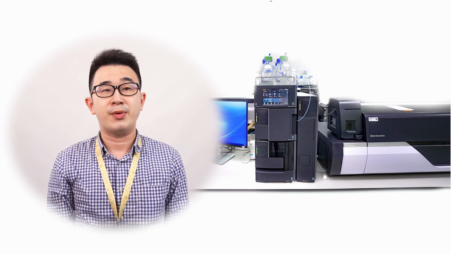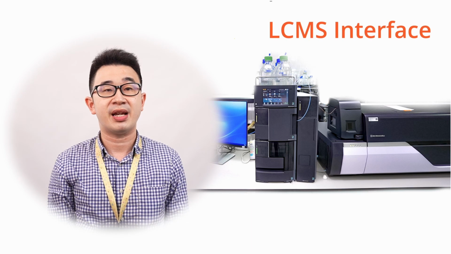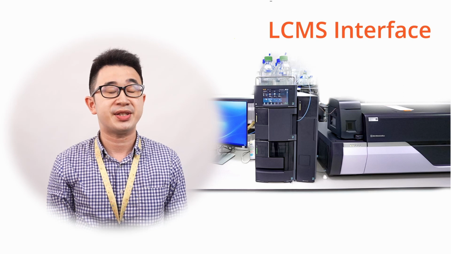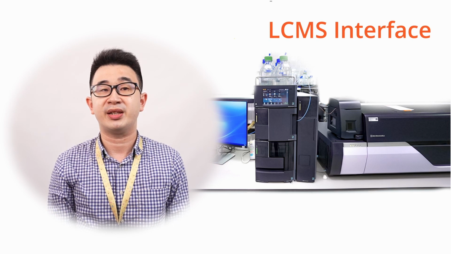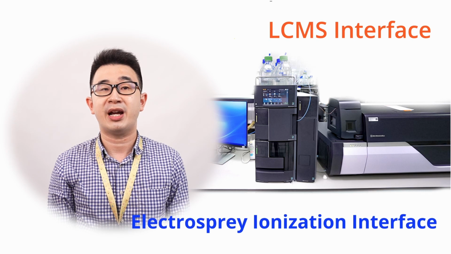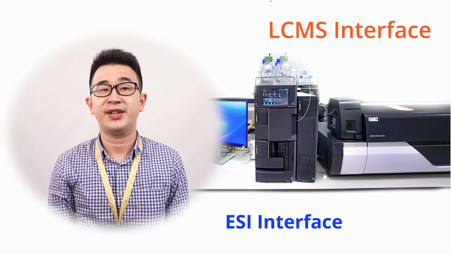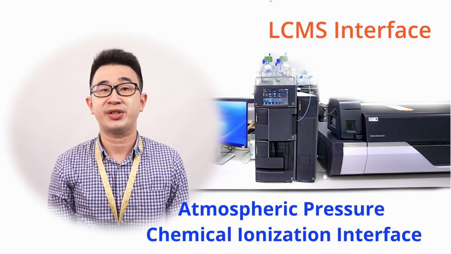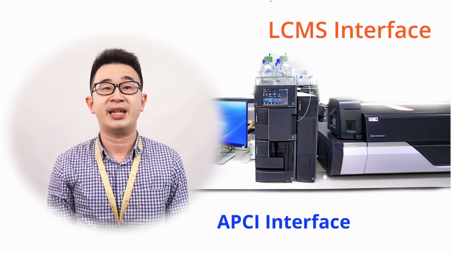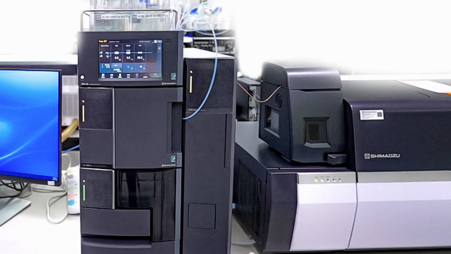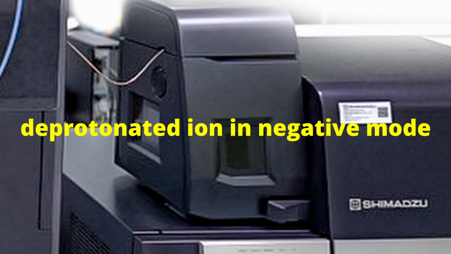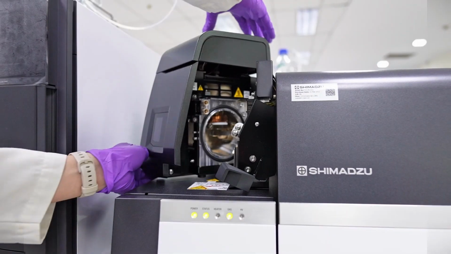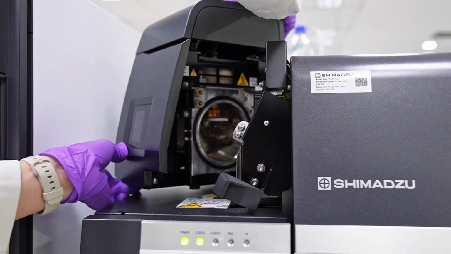Today, in this video, we'll learn about different ionization interfaces for LCMS and which interface to use for analysis. There are many different types of ionization interfaces used for mass spectrometry. However, two of the most commonly used ionization interfaces for LCMS are the electrospray ionization interface, in short ESI interface, and the atmospheric pressure chemical ionization interface, which is also known as the APCI interface. ESI and APCI are soft ionization techniques that can generate protonated ions in positive mode and deprotonated ions in negative mode. We will start off with the working principle of the ESI interface.